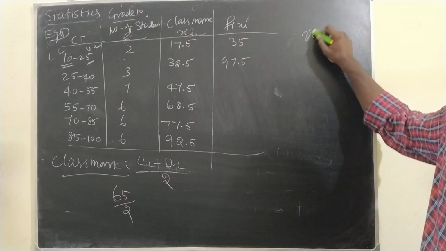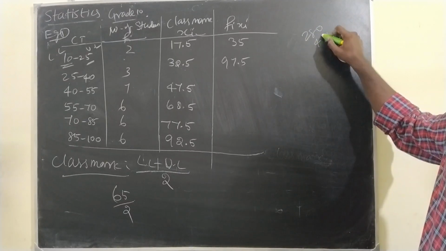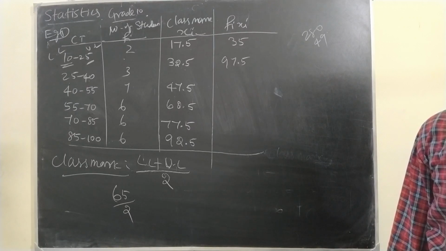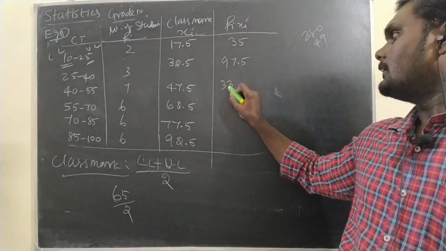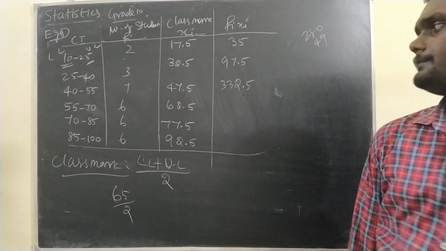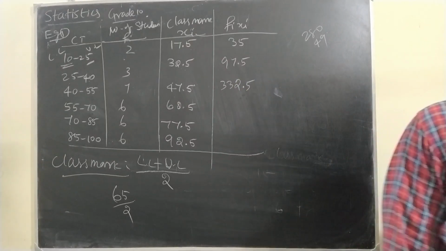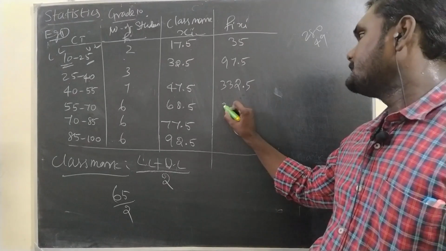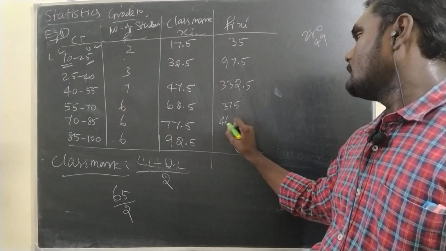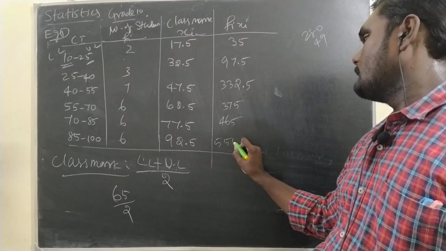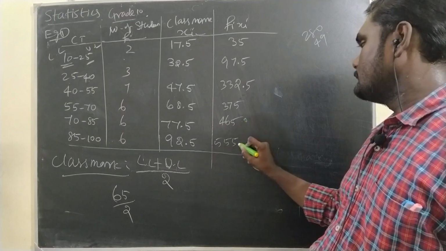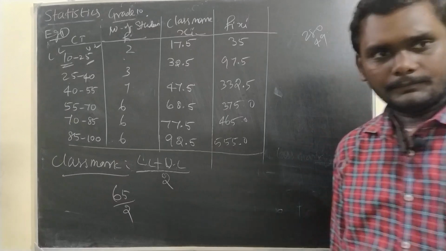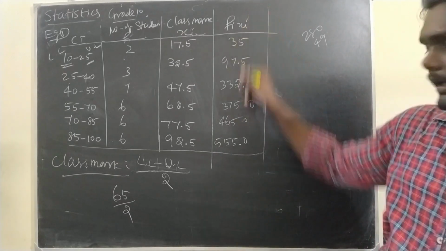Four sevens are 28, 280, 7 sevens are 49, and then 7 times 0.5, it is 332.5. Likewise, 6 times 62.5, that will give you 375, 465 and 555. So we have to multiply, then we have to add everything.